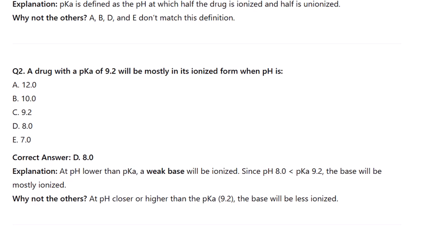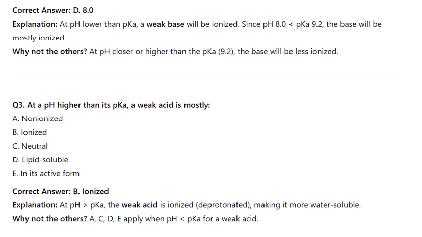Q3. At a pH higher than its pKa, a weak acid is mostly A. non-ionized, B. ionized, C. neutral, D. lipid soluble, E. in its active form.